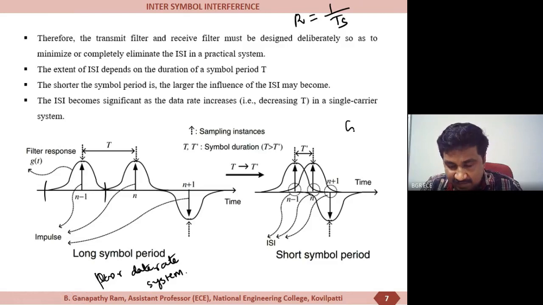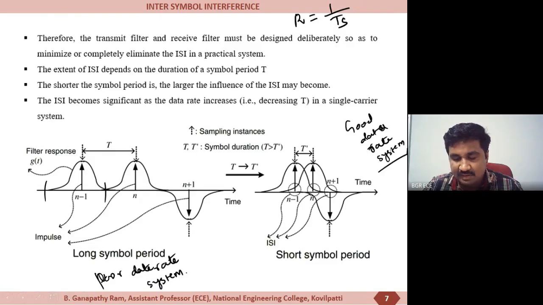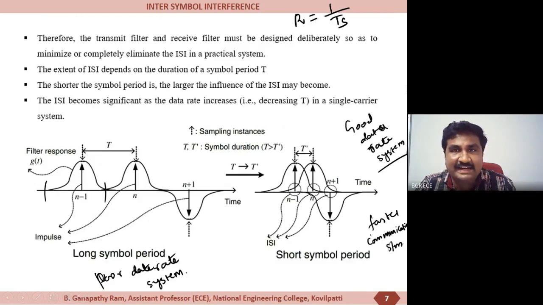If we want to attain a good data rate system, or a faster transmission system, faster communication system, we need a greater data rate. For the greater data rate, the symbol duration is shortened. So if the symbol duration is shortened, one symbol will interfere into another because of the time dispersive nature of the channel, the band limited channel.